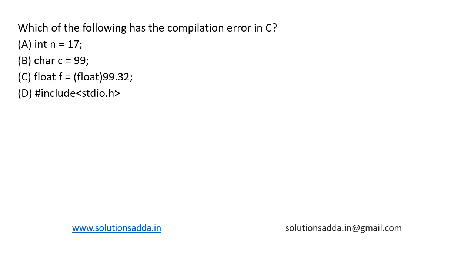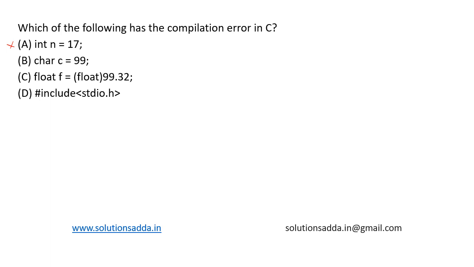This is a question from C programming. Which of the following has the compilation error in C? Option A, int n = 17. There is no error in assigning an integer value, and the value here is 17, which is within the range of the integer. So this is not the right answer. There is no compilation error in this.